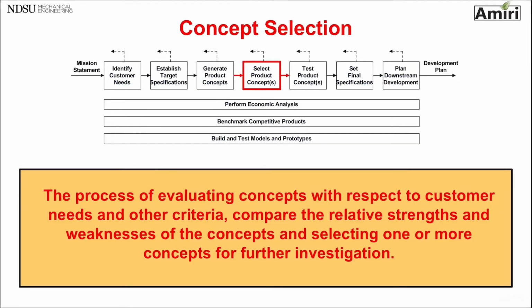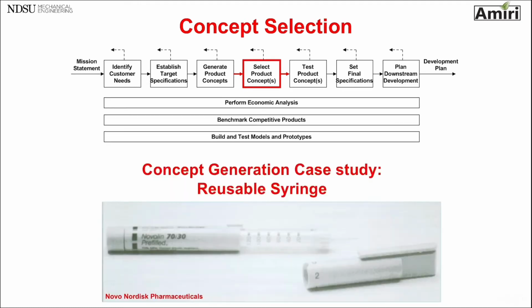So now you have these hundreds or thousands of little segments or concepts that you generated. So what do you do now? How do you select the best between them? So now we move on to the concept selection process. This is a process of evaluating concepts with respect to customer needs, the sponsor needs, and other criteria that you can come up with, comparing the relative strengths and weaknesses of the concepts, and selecting one or more concepts for further investigation.